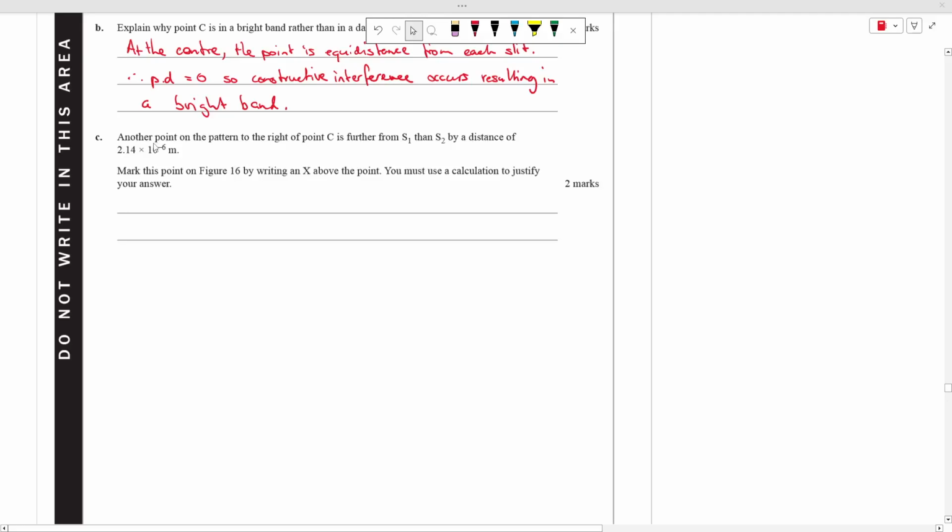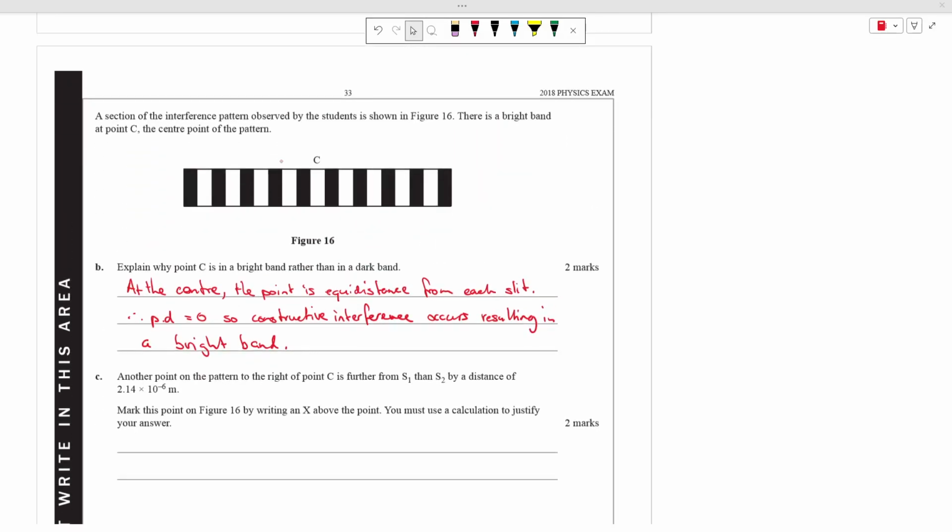Part C. Another point on the pattern to the right of C is further from S1 than S2 by a distance of blah, blah, blah. Mark this point on figure 16 by writing an X above the point. You must use a calculation to justify your answer. Okay, so it says another point on the pattern to the right of C. So we're going to be marking one of these lines here.